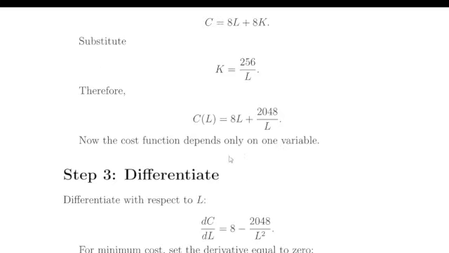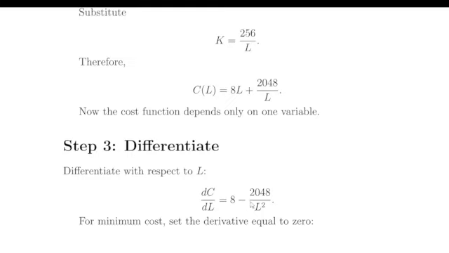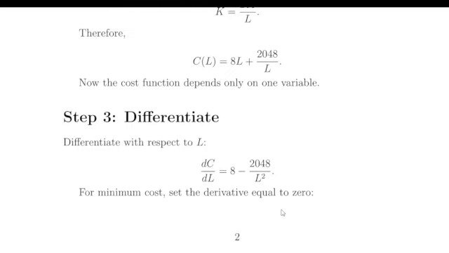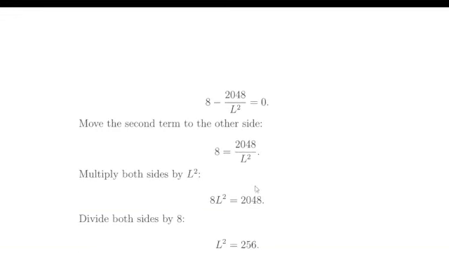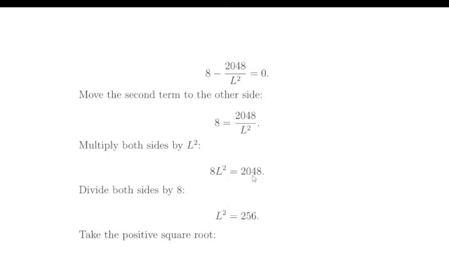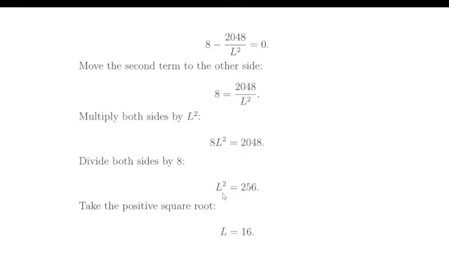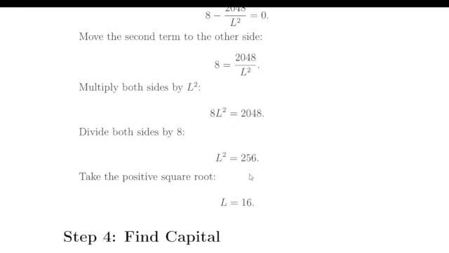We'll take the derivative. That's going to be 8 minus 2048 over L squared. Set equal to 0 to get the critical point. And add 2048 over L squared to both sides. Cross multiply, so we'll multiply the L squared to both sides. 8L squared equals 2048. Divide by 8 to get L squared is 256. And then we'll take the square root. So we'll take the positive square root. L is equal to 16.